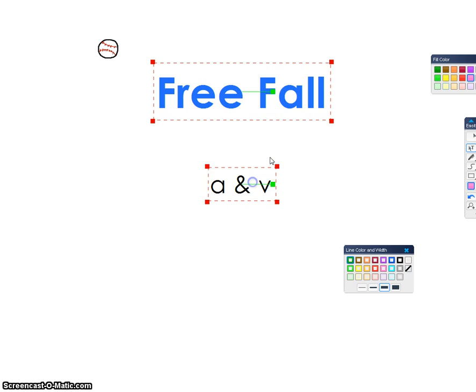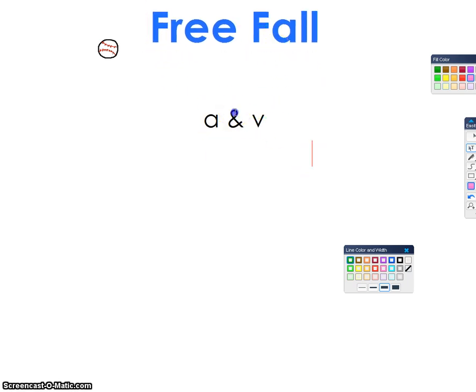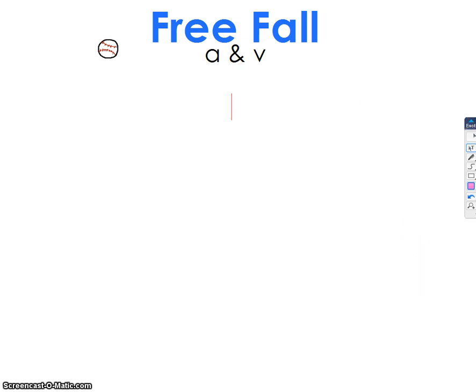Acceleration and velocity. Okay, there's a key question on your summary sheet that says something like this: what's the difference between acceleration and velocity? There's another key question that says describe the acceleration and the velocity of an object that's in free fall. So let's go.